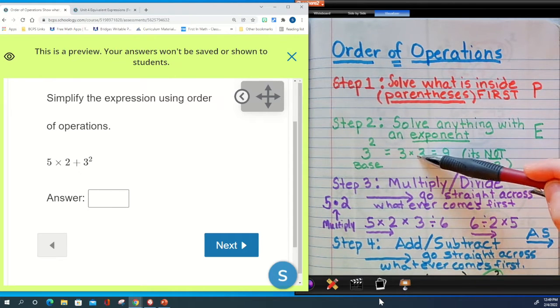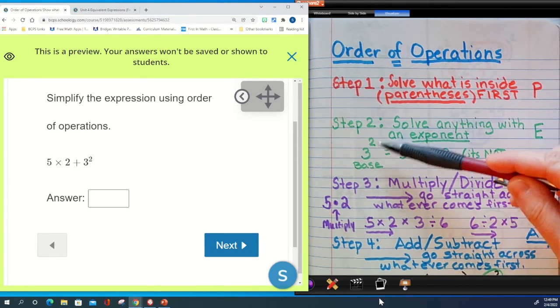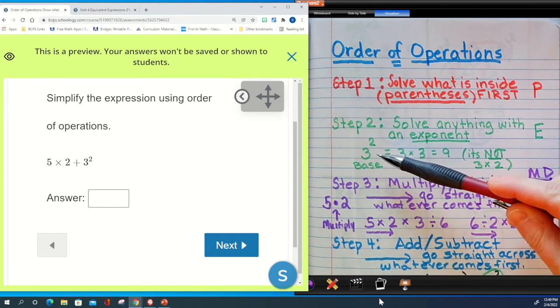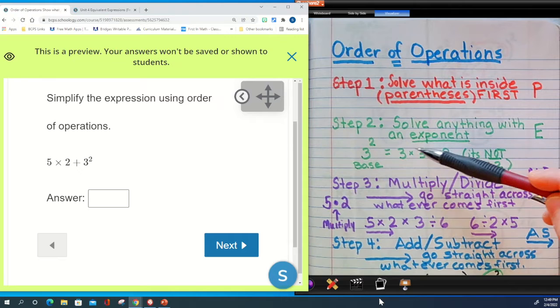So like 3 times 3. We're not adding. It's not 3 plus 3. That would be 6. 3 plus 3 would be 3 times 2. That's not what we're doing with exponents. Exponents is repeat multiplication. So 3 times 3, which is 9. Okay, so keep working on that.